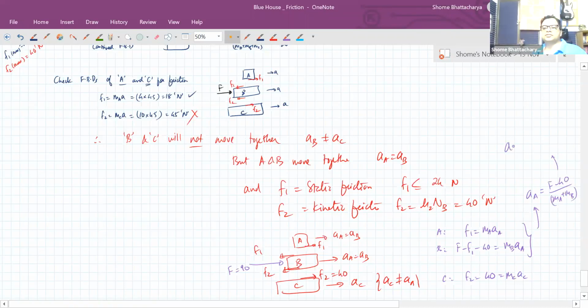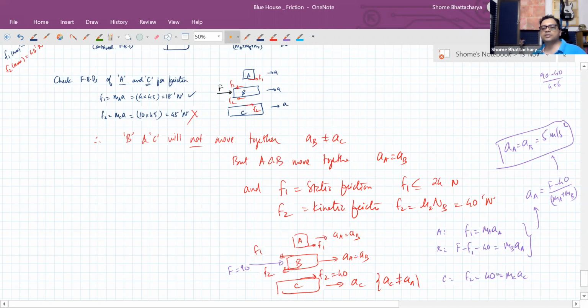So we'll get the acceleration of A equals the acceleration of B equals to 90 minus 40 upon 4 plus 6. So 5 meters per second square. So these two will be moving with 5 meters per second square. But this one will give us a different value. Acceleration of C will be 40 newtons divided by mass of this. So acceleration of C will be 4 meters per second square.